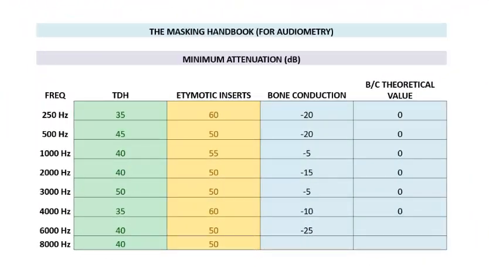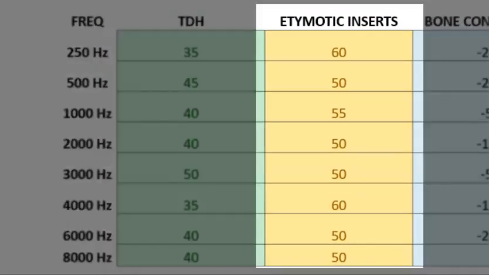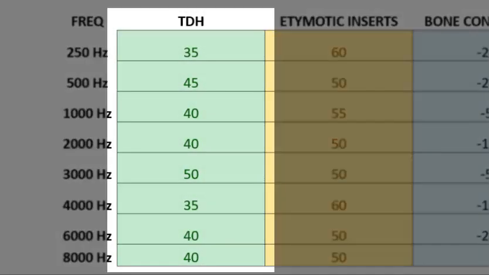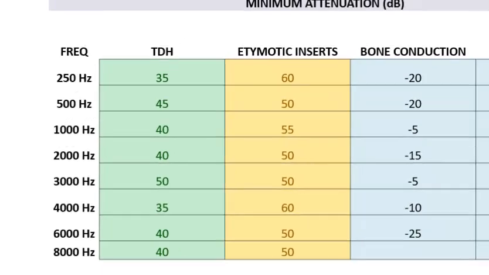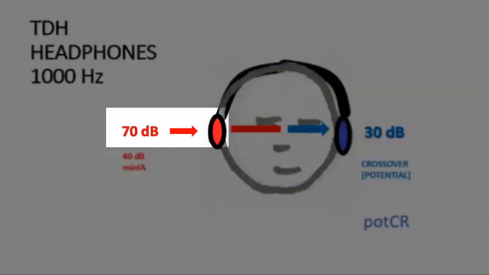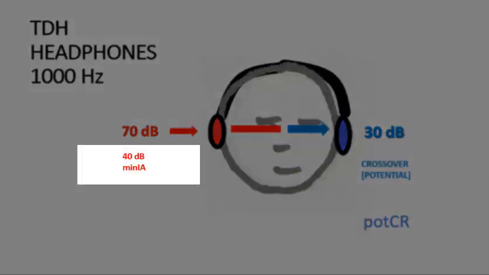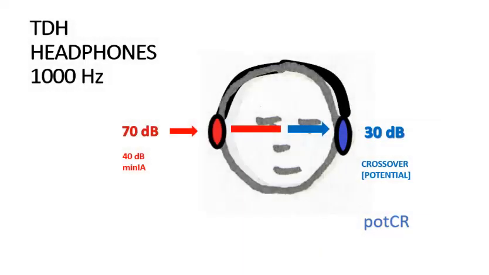Here's a collection of the min-IA values for the various transducers. As we can see, insert earphones have a higher min-IA condition than the TDH-style headphones. This means that purely because of interaural attenuation, insert earphones would be helpful to the clinician when completing audiometry. There's a mathematical relationship between the test signal level, the interaural attenuation, and the amount of crossover that occurs. If we know the attenuation and the signal levels, we'll know the intensity of the sound that crosses.